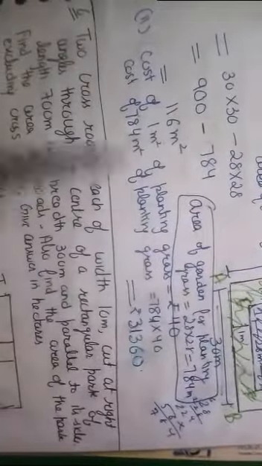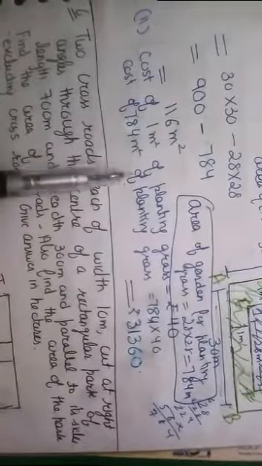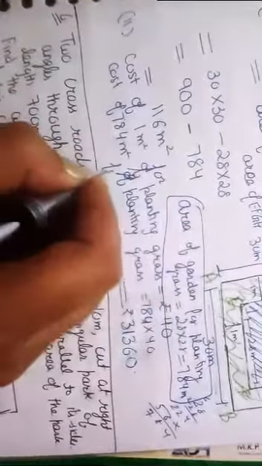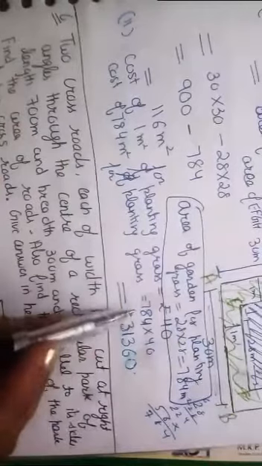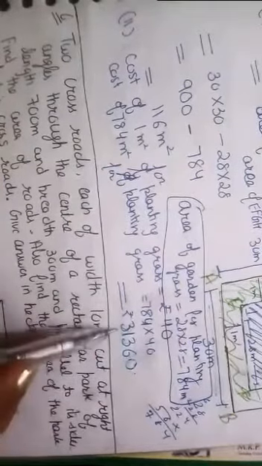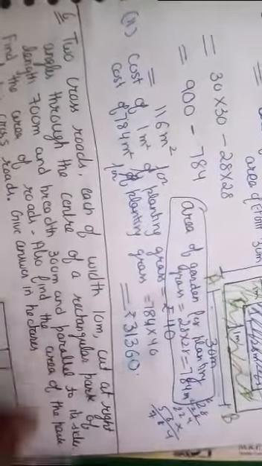So cost of 1 meter square of planting grass is rupees 40. So cost of 784 meters square for planting grass is 784 into 40, that is 31360 rupees. Now let's move to 6th question.